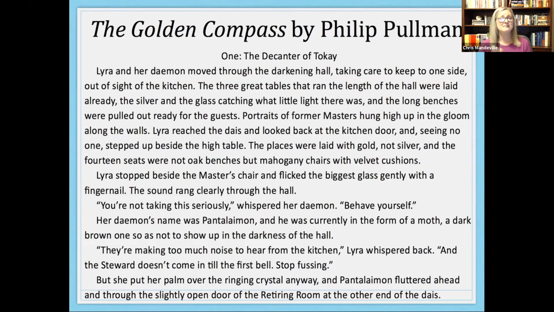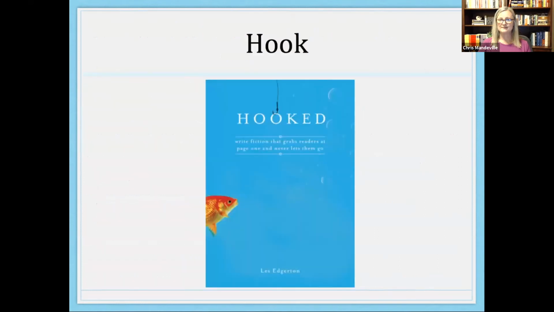So it made me turn the page. So job well done, in my opinion, as a reader. Your opinion may vary, and we'll talk about that.